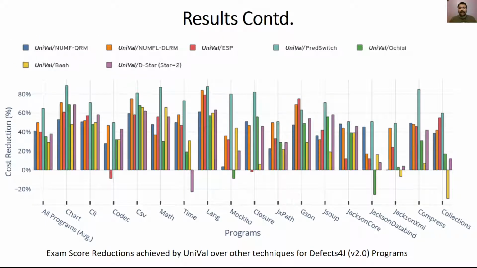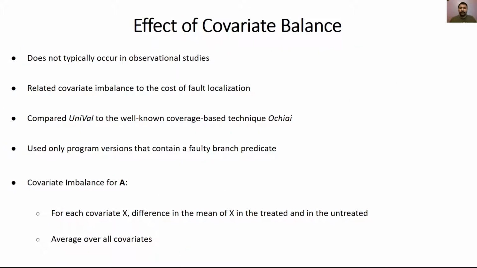This figure represents exam scores graphically. Each bar represents the percentage cost reduction in terms of exam score that was achieved by Unival over a competing technique. The bars below the 0% line are cases in which Unival did worse than a competing technique. As the figure indicates, Unival performed best overall. We also investigated why Unival performed as well as it did.